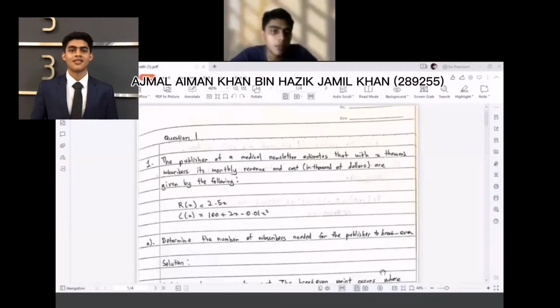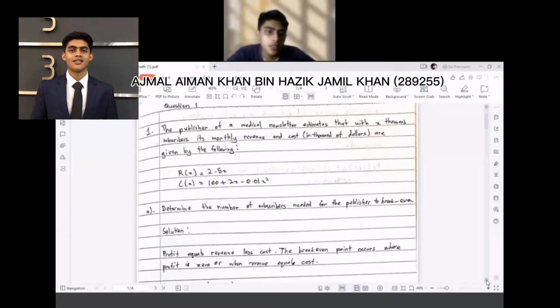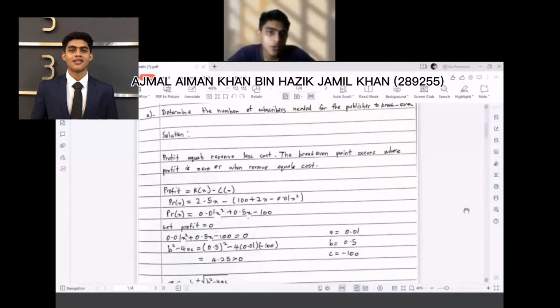The publisher of a medical newsletter estimates that with x thousand subscribers, its monthly revenue and costs in thousands of dollars are given by the following. Revenue function 2.5x and cost function 100 plus 2x minus 0.01x squared. Determine the number of subscribers needed for the publisher to break even.